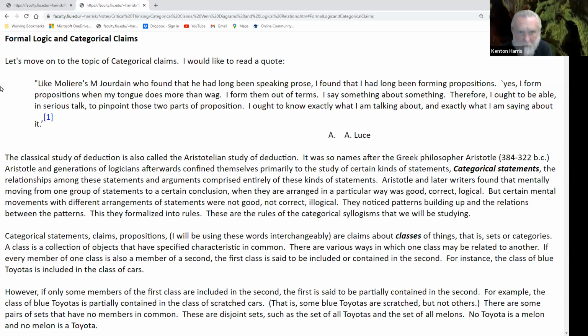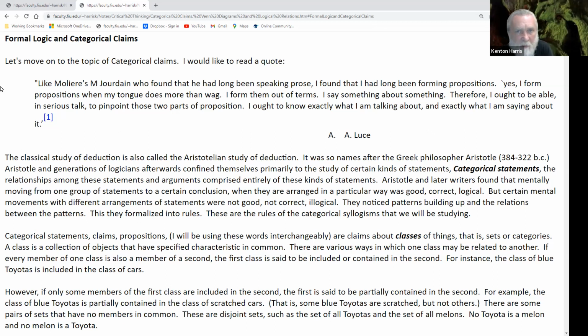Now, before we do that, we have to look first at what is a categorical claim, or statement, or proposition. I'm going to use those words interchangeably here. Well, they are claims that are about classes of things, or sets or categories, right? Hence categorical claim. A class or a collection of objects that have been specified by a common characteristic, right?